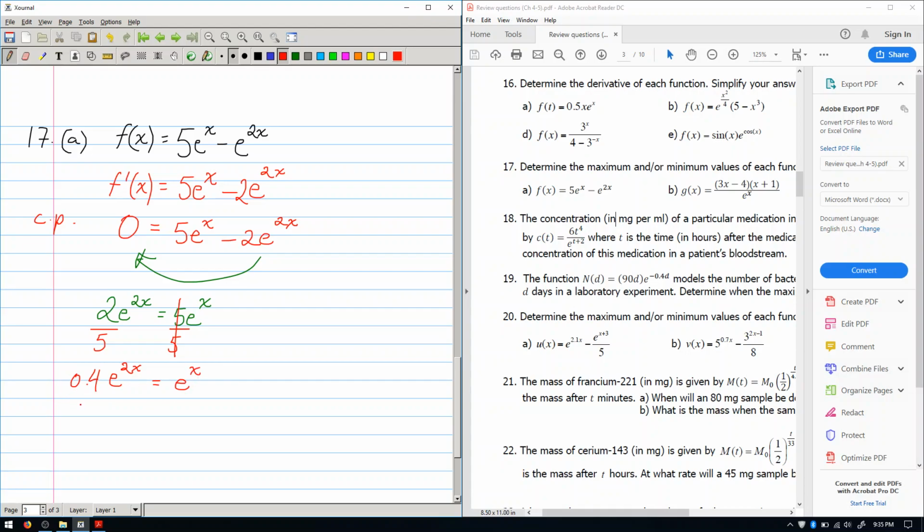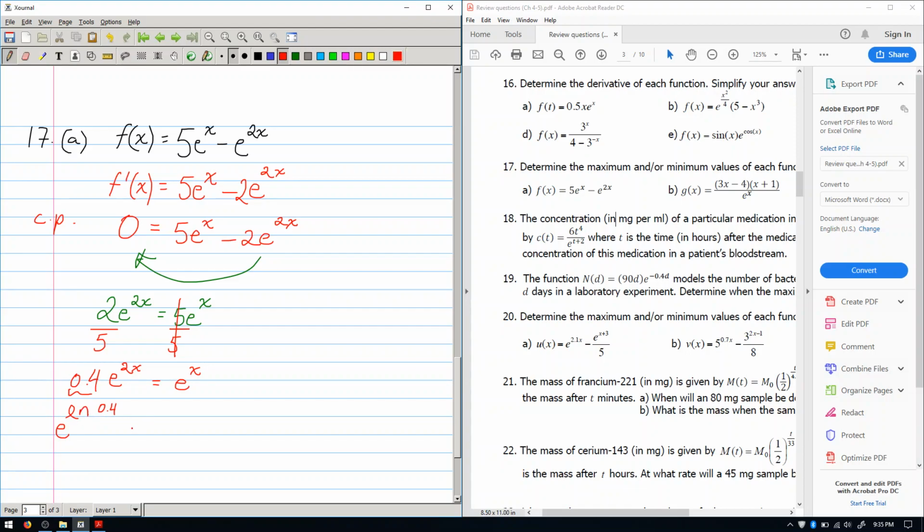Then what I have to do is make sure that all the bases are the same. This base is 0.4. This is base e, and so is this. So that's a check, check. So I have to convert this guy to a base e. So I just rewrite it as e to the log base e of 0.4. Now log base e is just the ln that we were talking about.